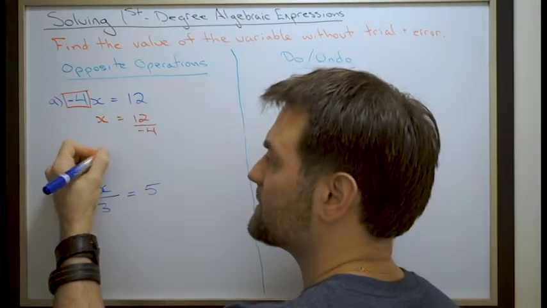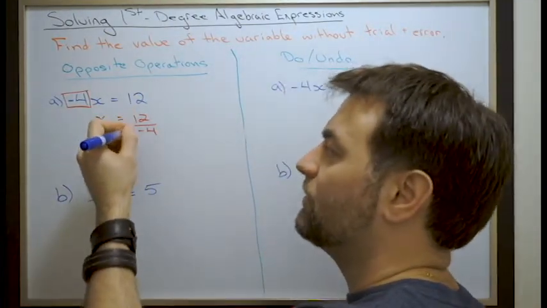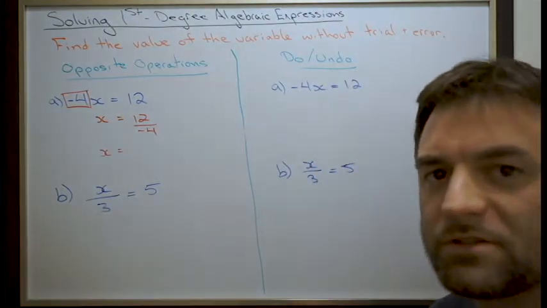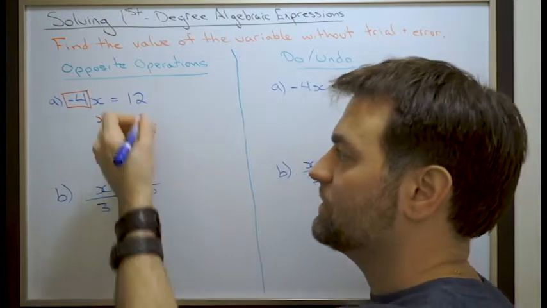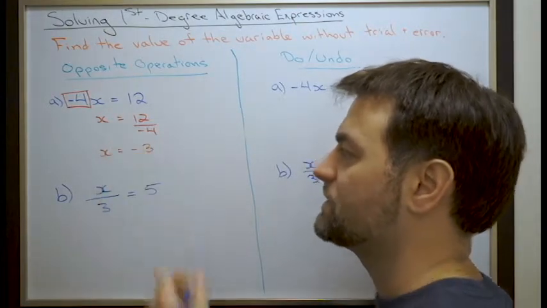So calculating this now, 12 divided by -4. That's a positive and a negative. Those signs are different, so we're going to have a negative answer. 12 divided by 4 is 3.